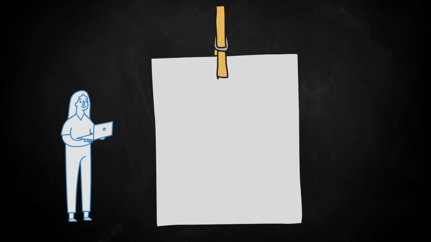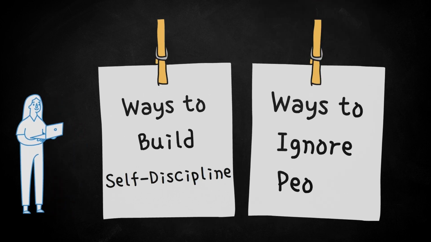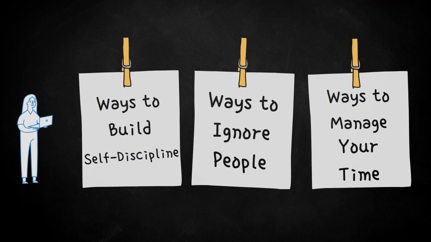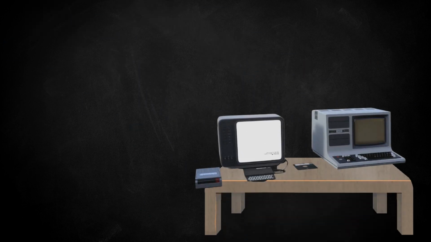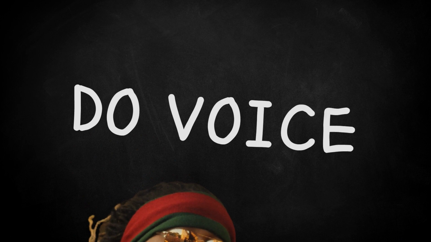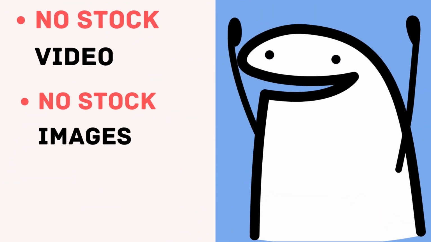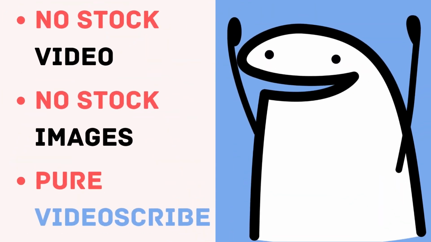Just do some research and come up with your own list of ways to build self-discipline, or ways to ignore people, or ways to manage your time. Then use a program to put together a whiteboard animation. Then put a unique voiceover on top of that animation, and you've got yourself a video that could get millions of views. Now what's great about whiteboard videos is you do not need any stock videos or images at all. You just use a program called Videoscribe to make the whole video.